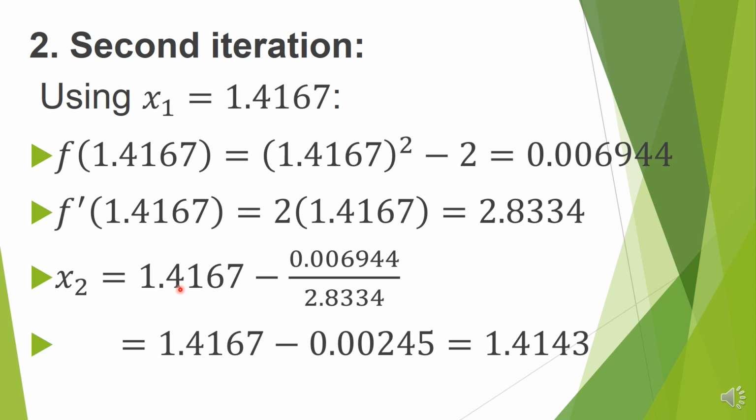You can see here, we write x1 the same, minus sign the same. Now 0.006494 will be divided by these numbers, then we get this answer. Now 1.4167 minus 0.00245, then we get 1.4143. Now the same process. Now we find x3, because here x2 is given, then we will find x3.